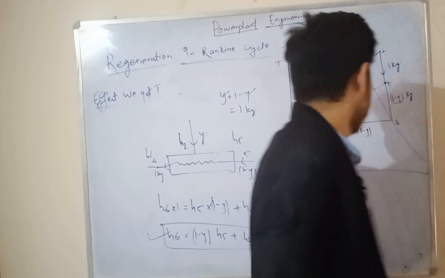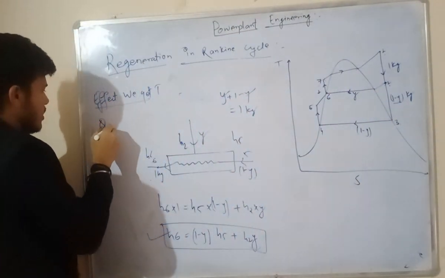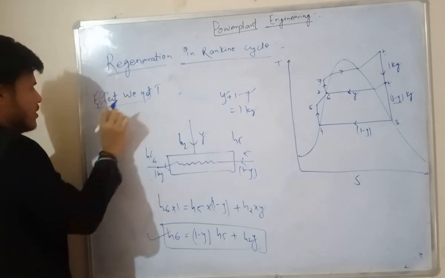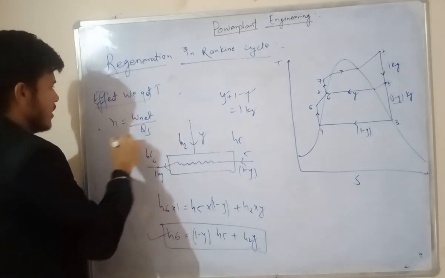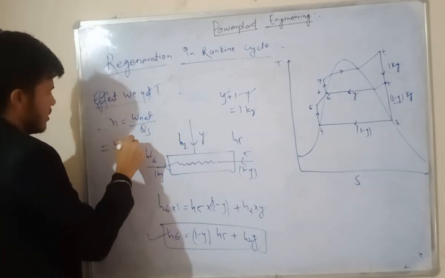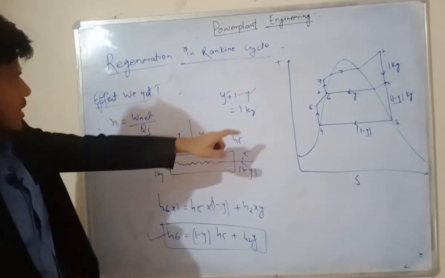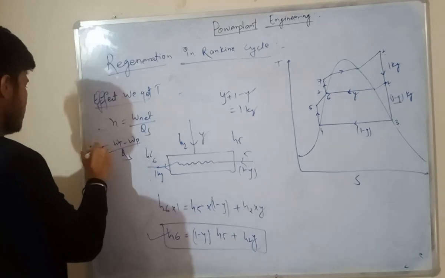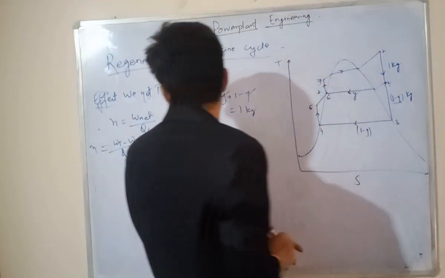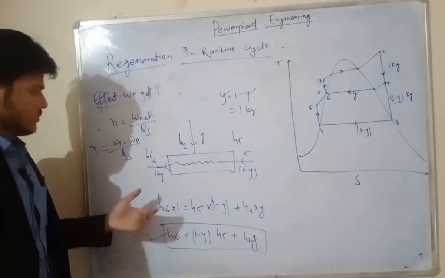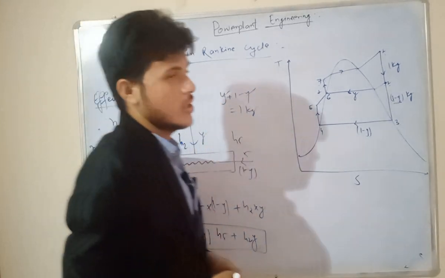Okay, so as you know, efficiency means what? We already know that efficiency means W net by Q supply, right? W net means W turbine minus W pump, divided by Q supply. From here we can calculate the efficiency of the Rankine cycle. So this is all about regeneration in a Rankine cycle.